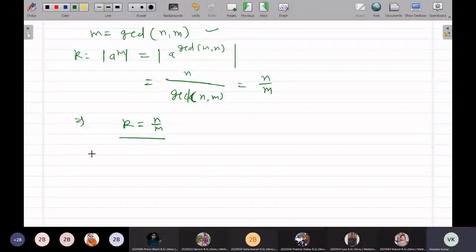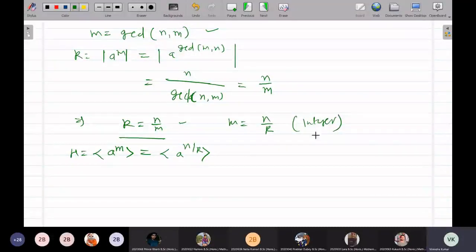Fine. So H is essentially the subgroup generated by a to the power m, and therefore, from here we can write m equals n by k. Fine. Where k is a divisor of n. So n by k is going to be an integer, always an integer. So H equals the group generated by a to the power n by k. Fine. So this completes the proof of this theorem.